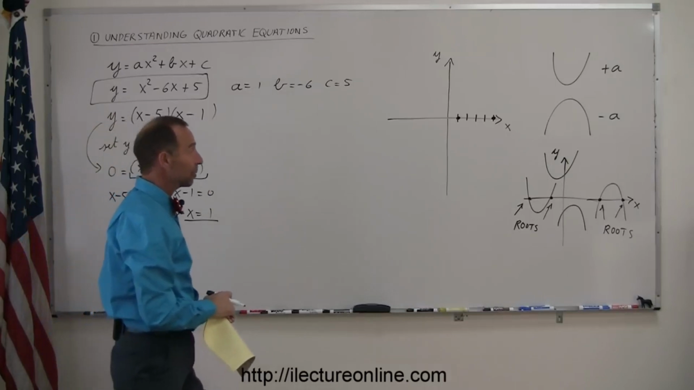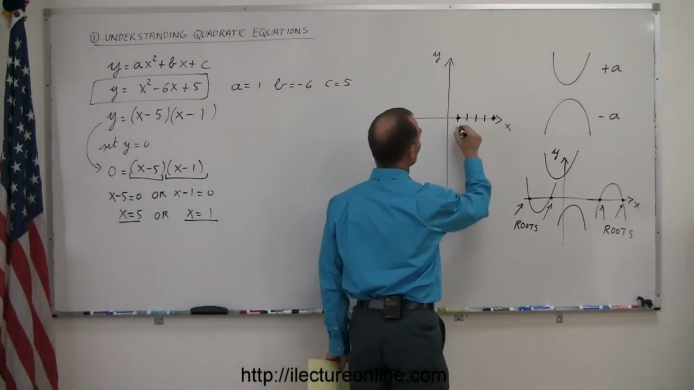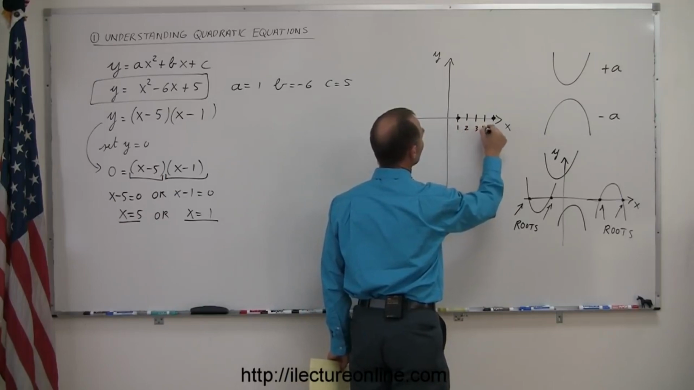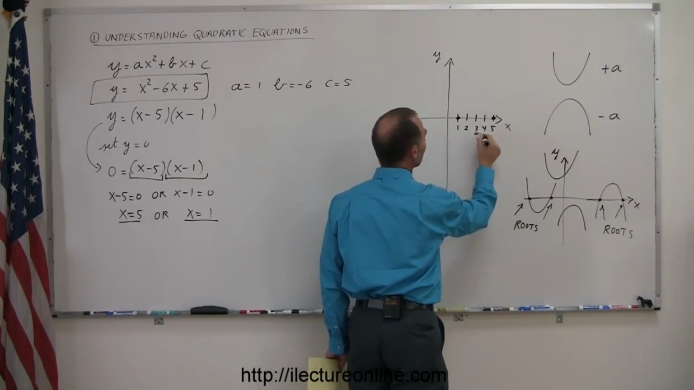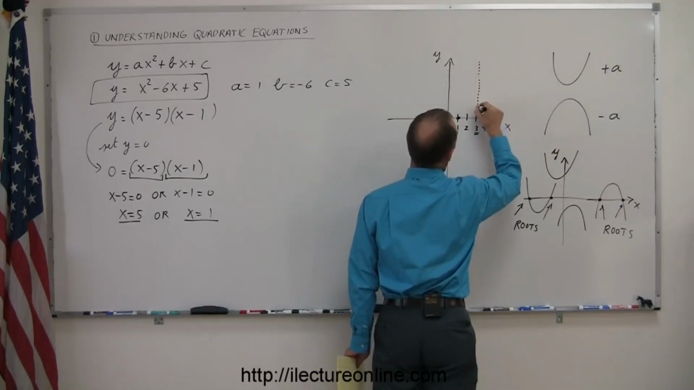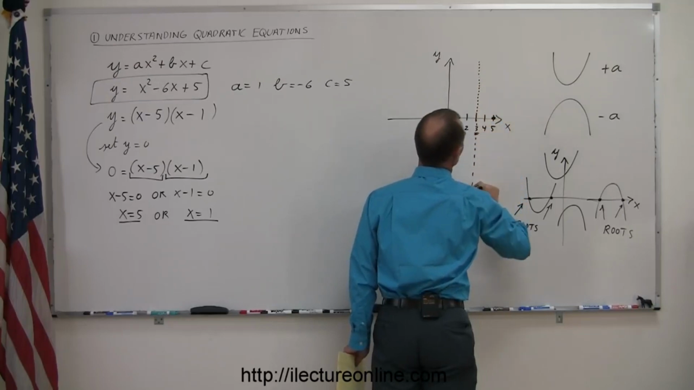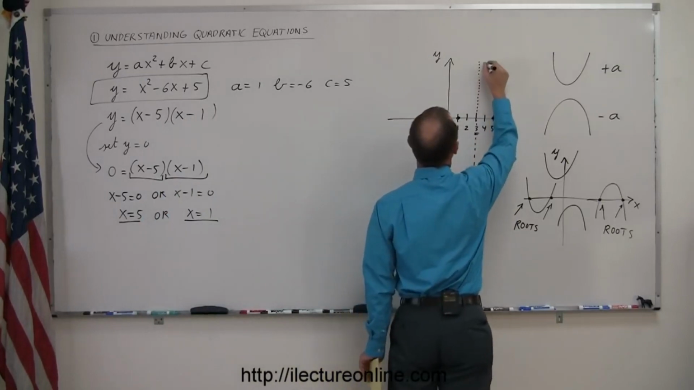It's called the axis of symmetry. If I find the midway point between those two numbers, so this is 1, 2, 3, 4, 5, and so the midway between 1 and 5 is the number 3. If I now draw a dashed vertical line through the point x equals 3 on the x-axis, that is now called the axis of symmetry.